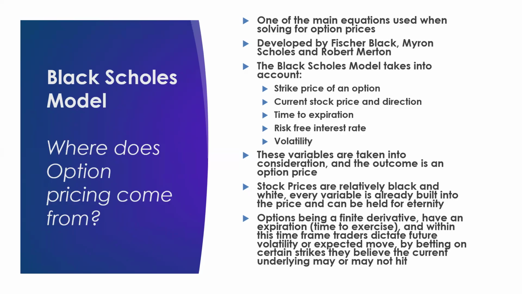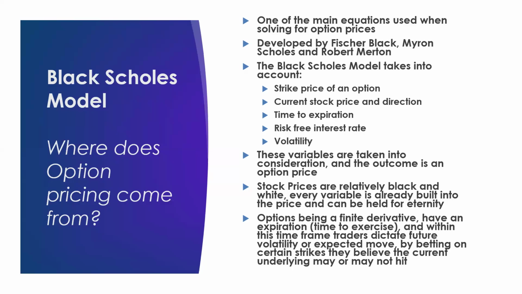Now, stock prices are relatively black and white, right? They're really simple because they already have the health and everything about that stock basically already priced in. You have a little bit of implied volatility, right? So a little bit of speculation, but the health of that overall stock is already built into that price, and you can hold these for eternity, right? Basically, until the stock gets delisted, you will always have shares of whatever stock you purchase.